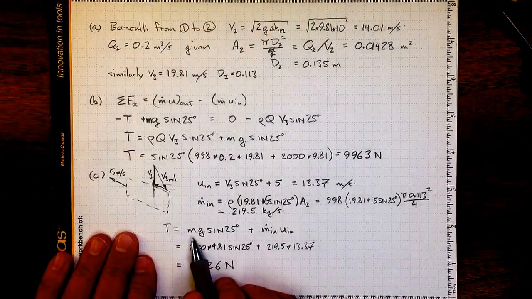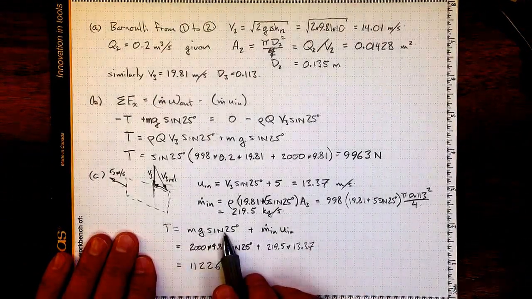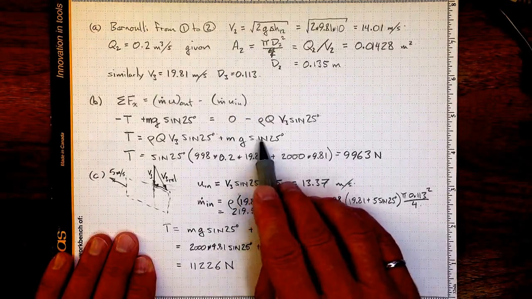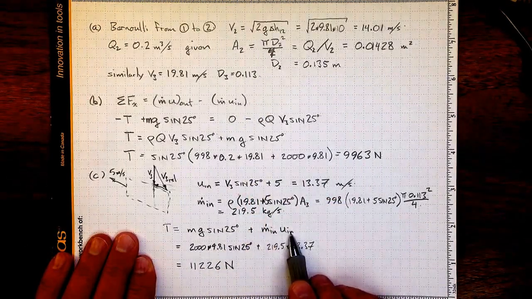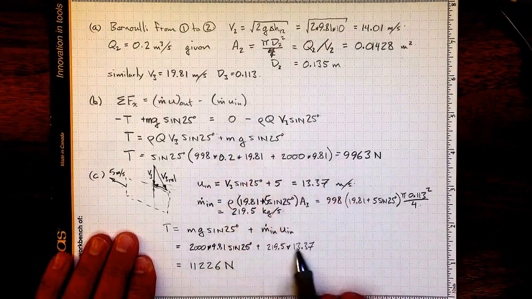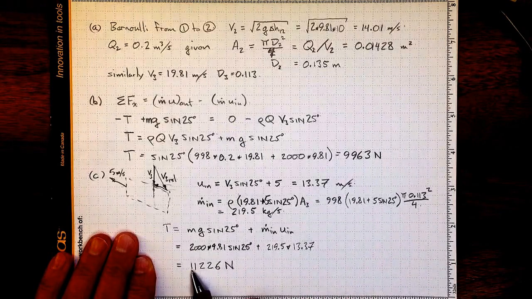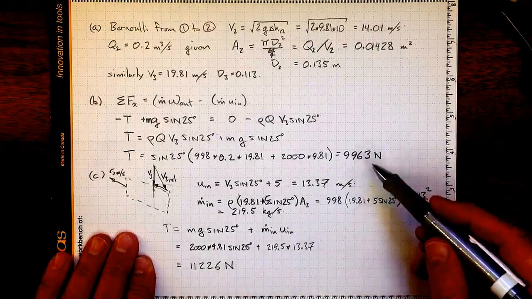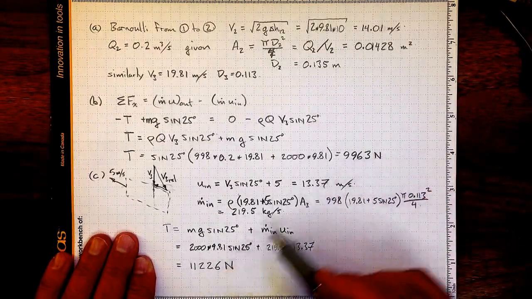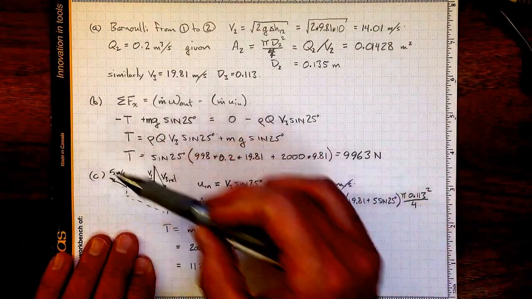So our tension now is mg sine 25 degrees, the same as it was up here before, plus an increased m dot in and u in, and the result we get is 11,226 newtons, about 10 or 12% higher than the original value because we're moving up the hill.